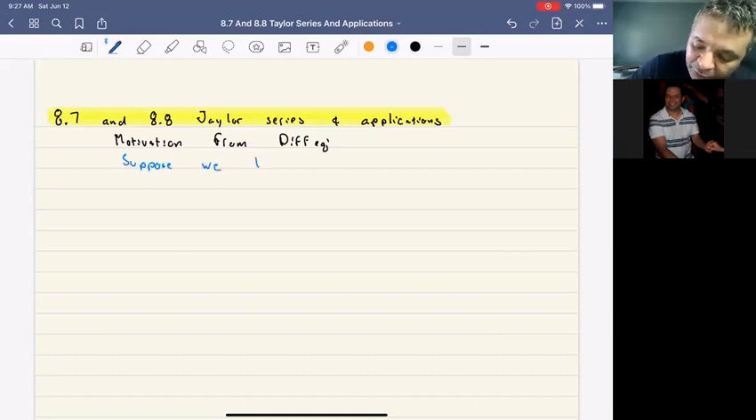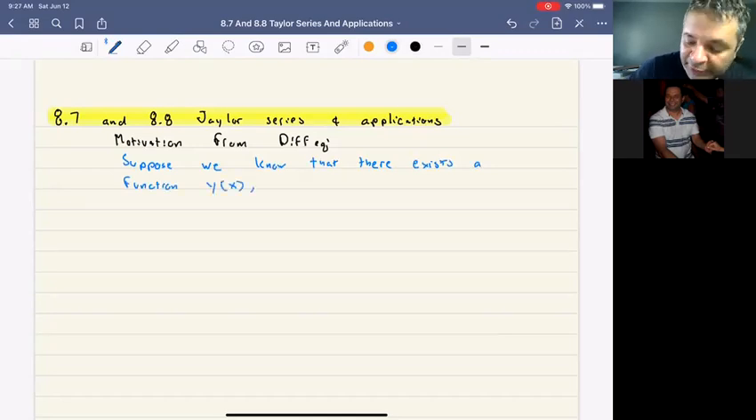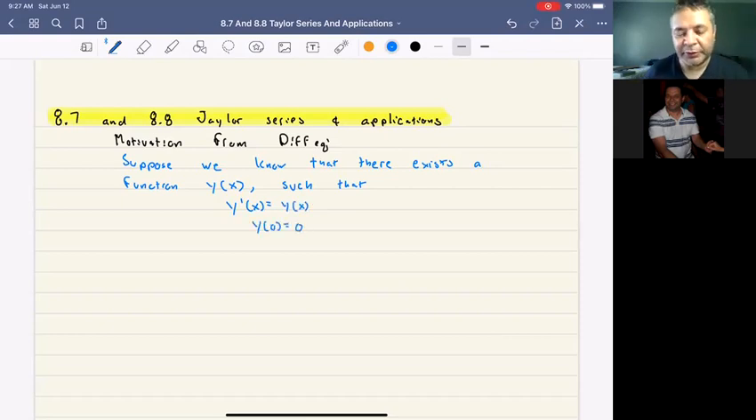we know that there exists a function y of x, okay, such that the derivative y prime of x equals y of x, and y of 0 equals 0, or 1, sorry.